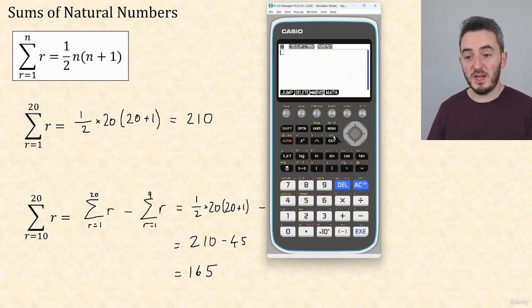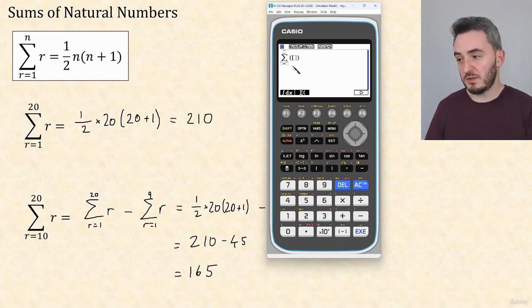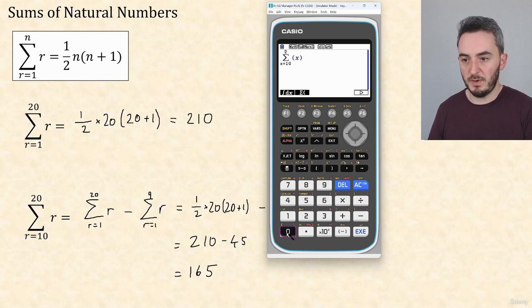Now, it's good to know that you can check these on the calculator. On the FXCG Casio graphical calculator, that involves going to Math, scrolling along and getting this summation sign. Now, you're going to have to use X rather than R here. But for example, this one here, we just put an X here because that's the nth term. We say X is going to start at 10 and it's going to go up to 20. And see, you can just check answers there.